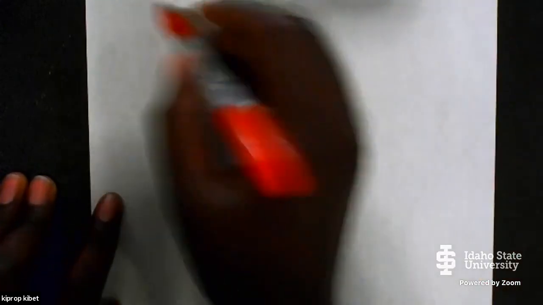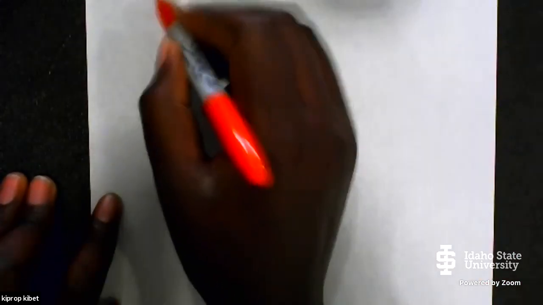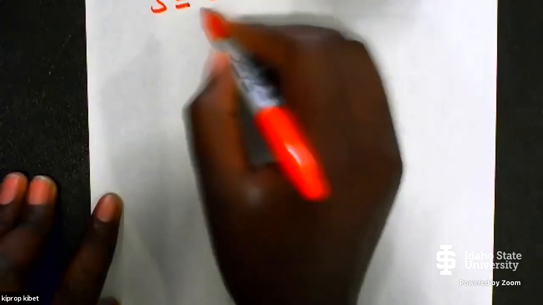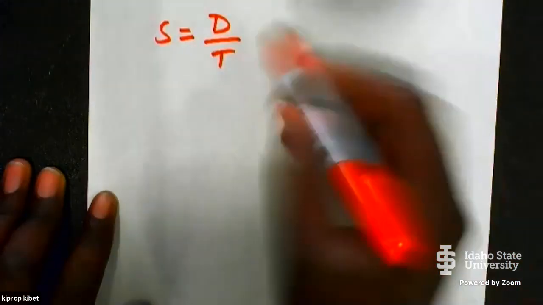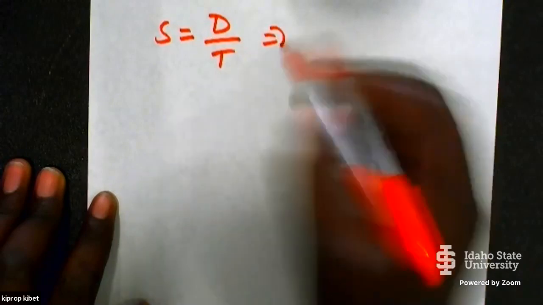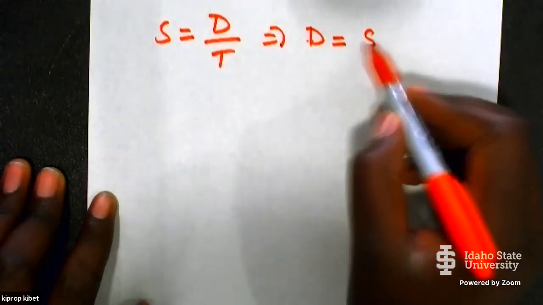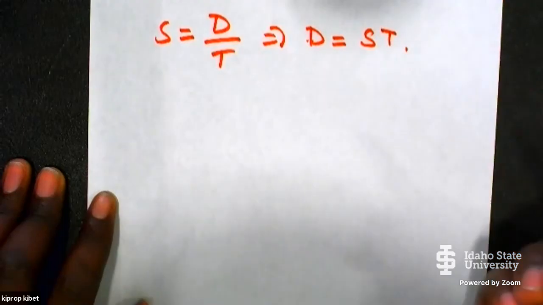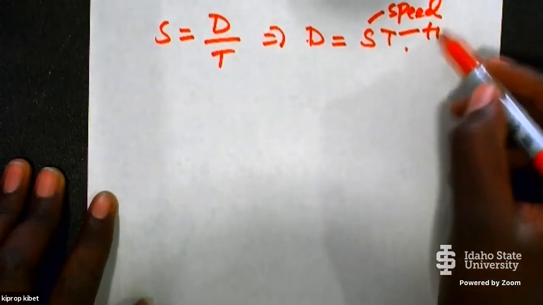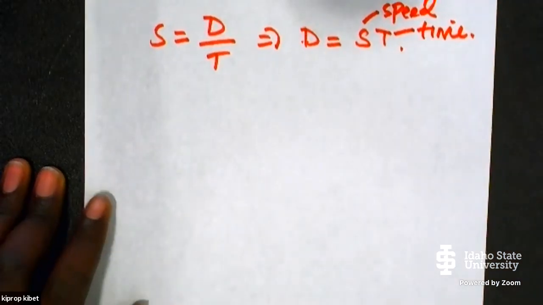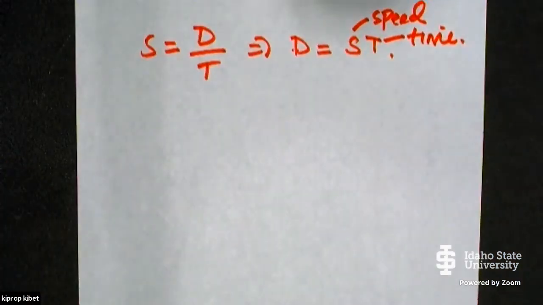When we were starting the course, almost at the middle, we said speed equals to distance all over time, right? Or this is similar to distance equals to speed times time. So this is the speed, and this one is the time. That's the speed, and that is the time.